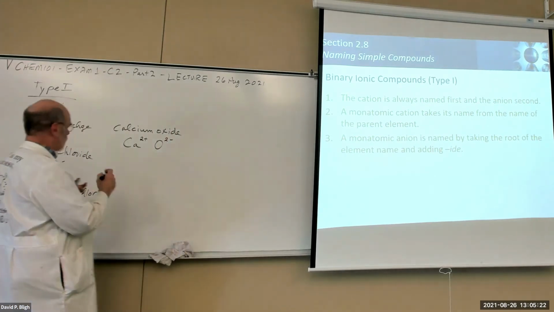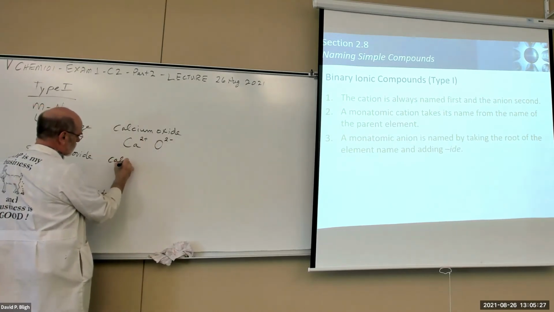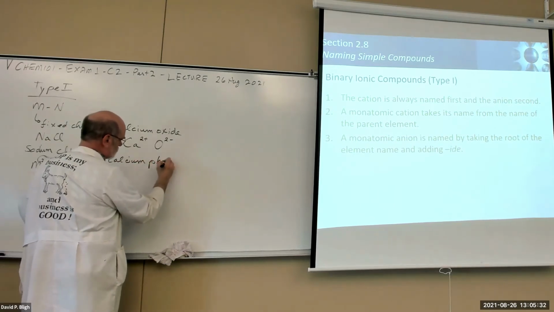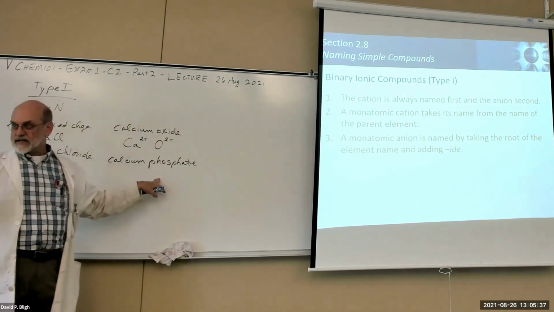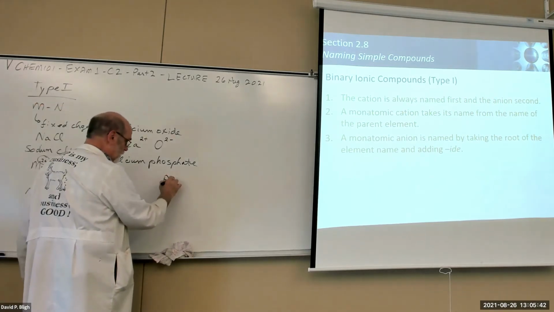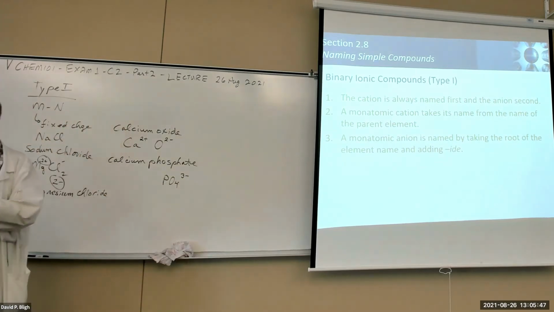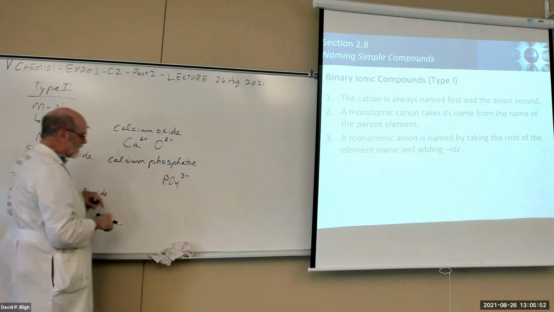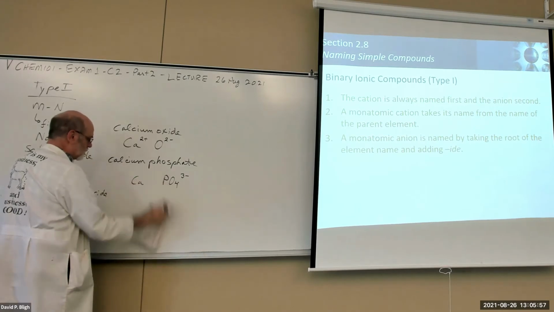For instance, if we wrote, instead of oxide, calcium phosphate, right? Then you go to that table I gave you and look up phosphate, right? And you know that it's this with a 3- charge. And the charges on polyatomics are fixed. They never change. So that one's always a 3-, and we know that calcium is 2+.